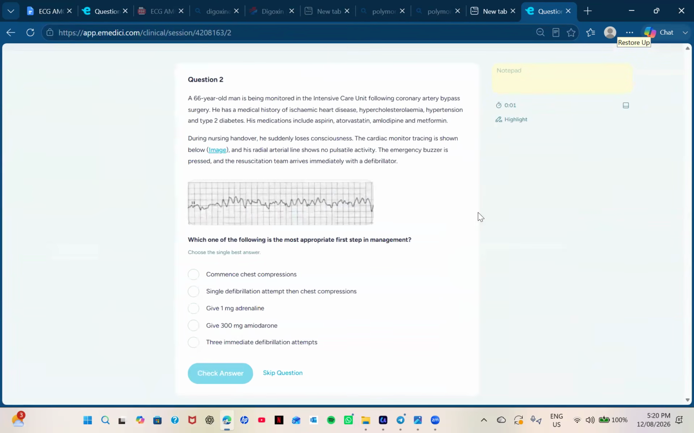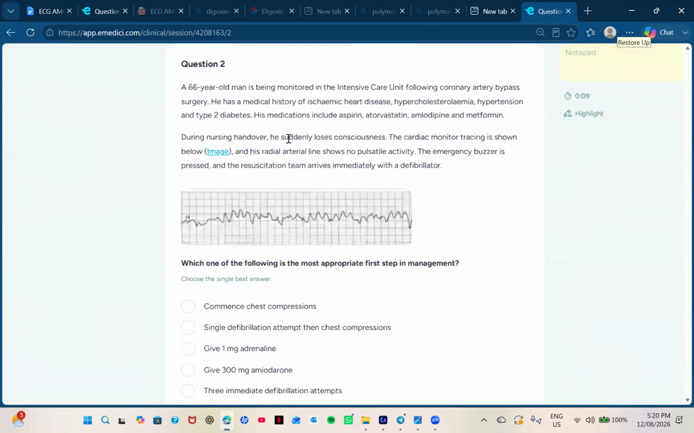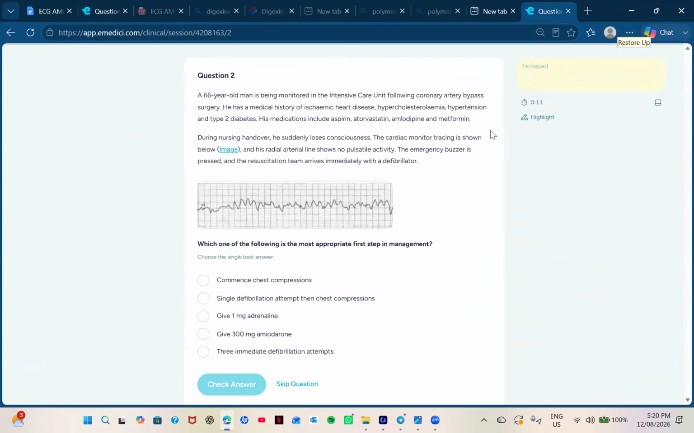A 66-year-old man being monitored in ICU following a coronary artery bypass surgery. He has a medical history of ischemic heart disease, hypercholesterolemia, hypertension, type 2 diabetes. Medications include aspirin, atorvastatin, amlodipine, and metformin. During the nursing handover, he suddenly lost consciousness. The cardiac monitor tracing is shown below, and the radial arterial line shows no pulsatile activity.